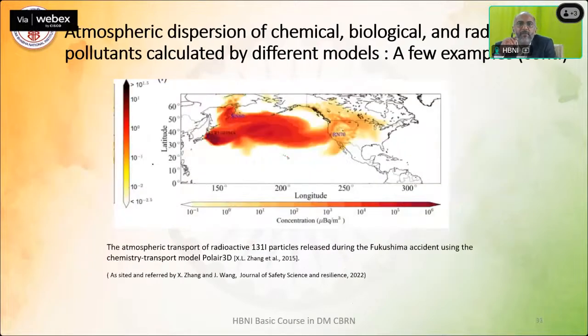Then you also have one of the studies based on the Fukushima release condition, the atmospheric transport of the radionuclide iodine 131, particulate released during the Fukushima accident, using a chemical transport model. I was mentioning the Polaris 3D model, so such a model was used. You can see this is the Fukushima release source, and how it is getting dispersed across the Pacific, and how it is getting distributed due to the various weather conditions and across the time of release.